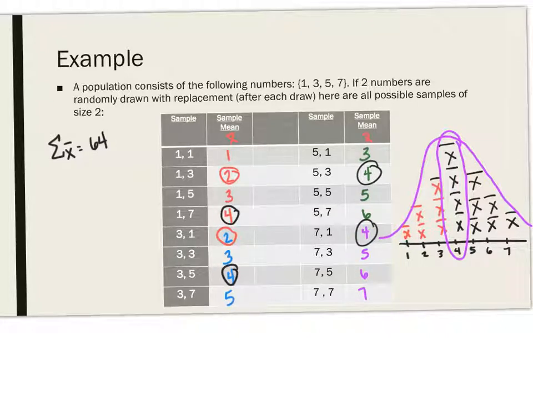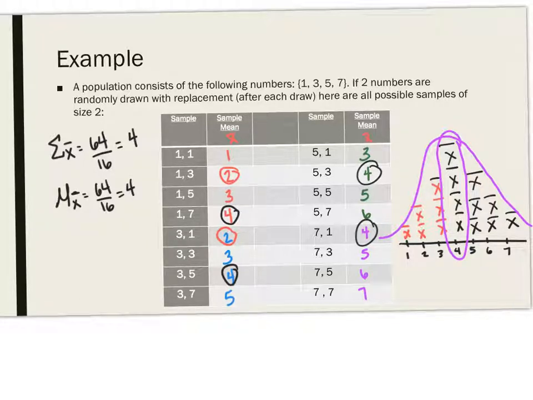So we'll divide that by 16. 64 divided by 16 is 4. So we call that the mean. This is the mean of the x bars. The mean of the x bars was equal to 64 divided by 16, which is 4.